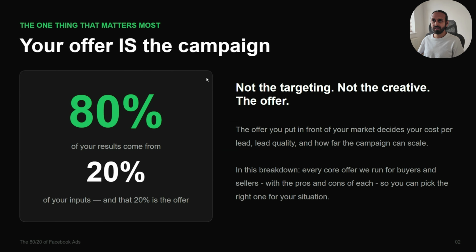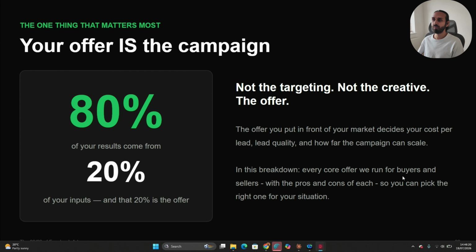So your offer is the campaign. It's not the targeting, it's not the creative. The offer does 80% of the heavy lifting. The offer you put in front of your market decides your cost per lead, quality, and how far the campaign can scale as well. In this breakdown, I'll go through every core offer we run for buyers and sellers with the pros and cons of each, so you can pick the right one for your situation.